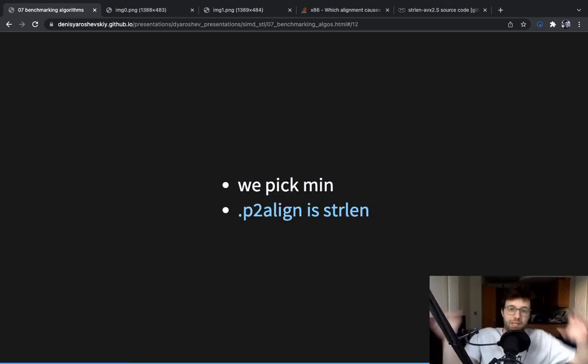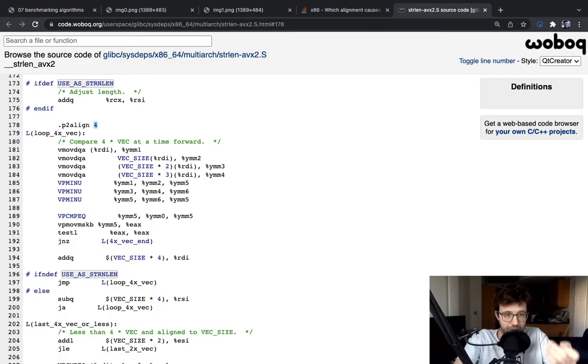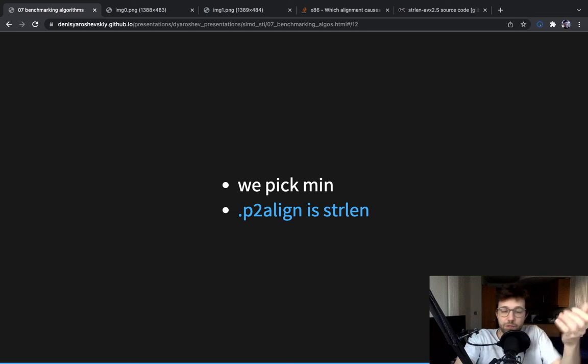Okay, so given that we have 64 numbers for every measurement, what do we do with them? We pick the minimum. Why minimum? For code alignment, I have a really good explanation: we can actually align the code ourselves if we really want to. This is in strlen, a directive to align the following code to 16 bytes. With things like we saw just now with transform, where it's just a data alignment issue, it's still going to pick min.